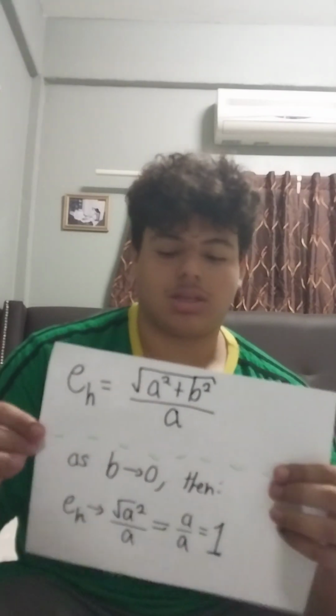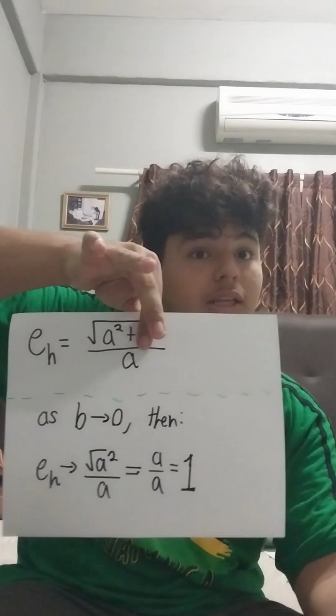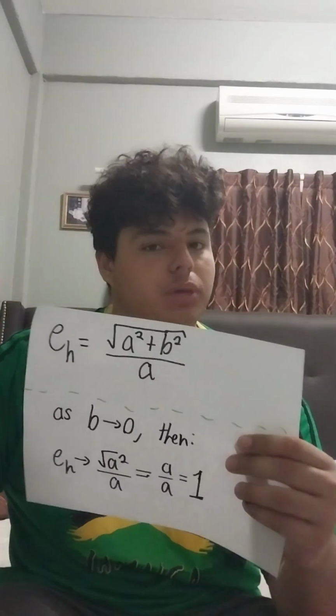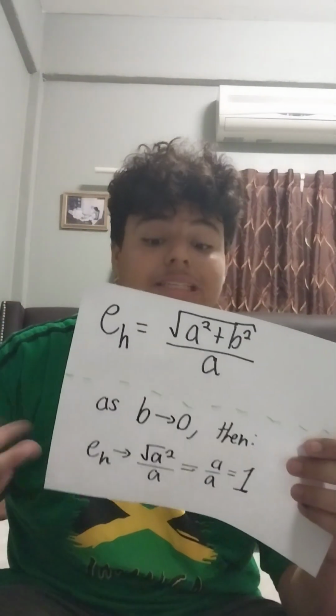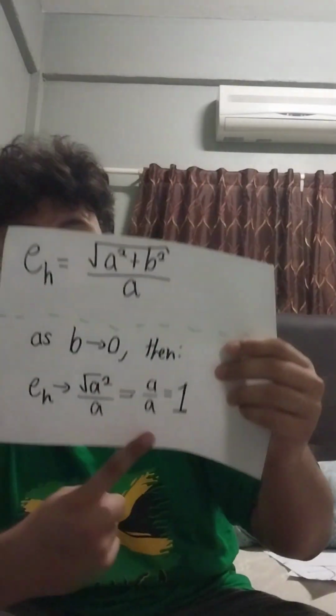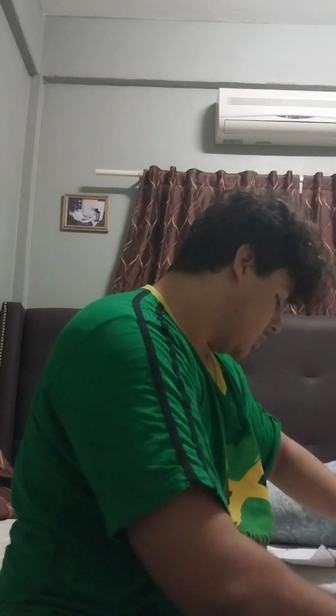Now hopefully it is very easy to see that as b approaches 0, this b essentially becomes negligible, and you'll just be left with a squared over a. So as b approaches 0, the eccentricity approaches 1. This has very big implications, because this essentially means that the eccentricity approaching 1 is just a squish of the hyperbola. So like this.